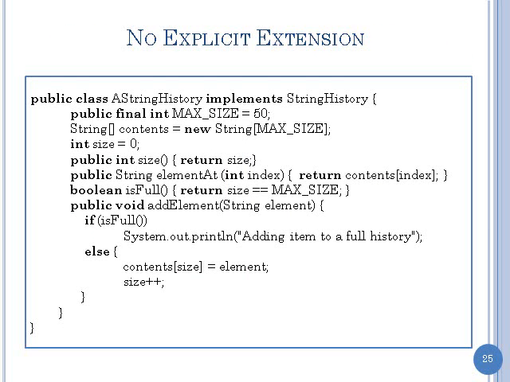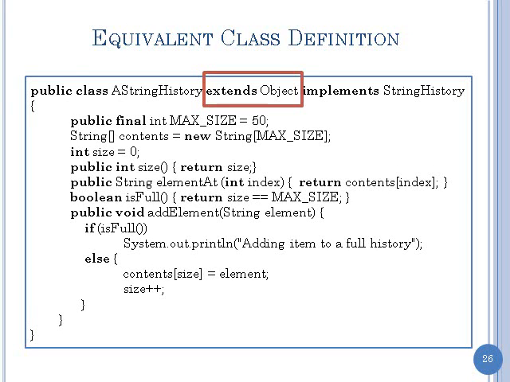Okay. So just to make this point clearer, StringHistory, we said, implements StringHistory, the interface. We never said extends Object. If we really like typing, we could have said this. They're equivalent. So if you don't say extends Object, Java automatically puts that phrase in there.